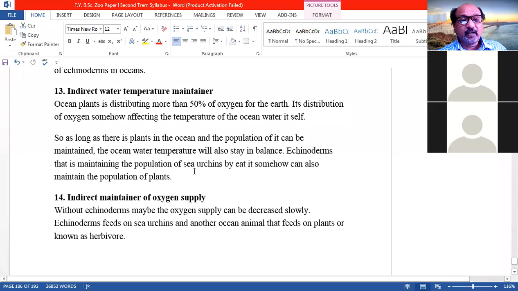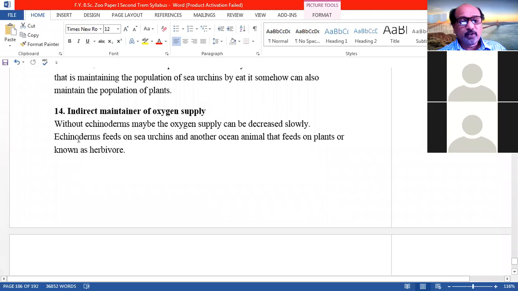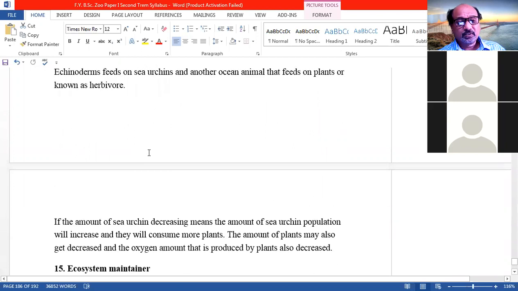Echinoderms maintain the population of sea urchins, and somehow can also maintain the population of plants. They are indirect maintainers of oxygen. Without echinoderms, maybe the oxygen supply can decrease slowly. Echinoderms feed on the sea urchins and other ocean animals that feed on the plants, known as arthropods.